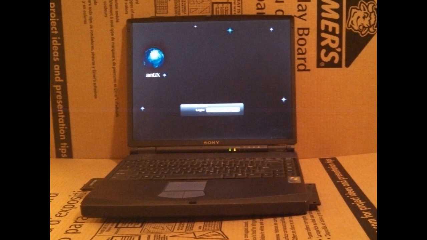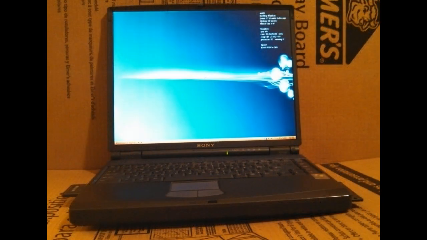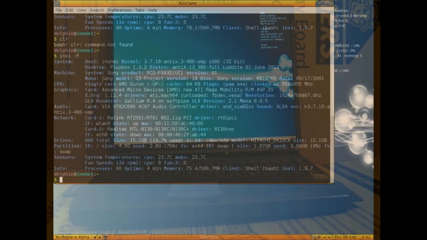Got a question from a viewer who asked, how low spec a machine can you really put AntiX on? And I gotta tell you, the lowest spec machine I have it operating on right now is a 900 megahertz AMD Duron Sony Vaio laptop. I upgraded it to 512 megs of RAM. It's only got a 15 gig hard drive.